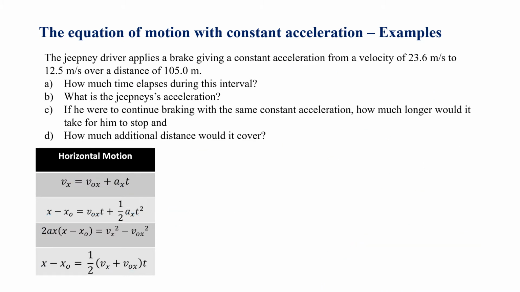Now let us proceed to the second problem. What is the Jeepney's acceleration? In the previous slide, we have already solved problem A, and our time was equal to 5.82 seconds. We still have the same given. You have the initial velocity, v naught, which is equal to 23.6 meters per second. And we still have the same final velocity v of 12.5 meters per second.